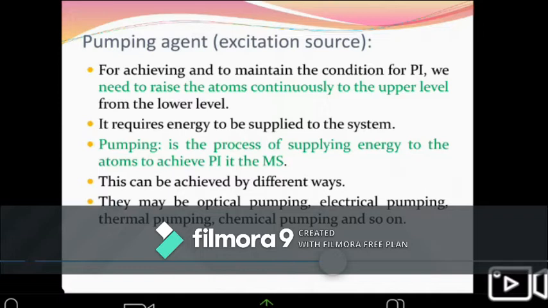A large number of particles will have been created at this particular energy level, and this creates a situation called population inversion. In population inversion, you see that N2 is very much greater than N1. Once such a situation arrives, a spontaneously created photon will trigger a bunch of photons, which is ultimately called the laser.